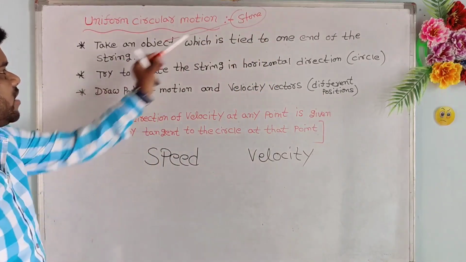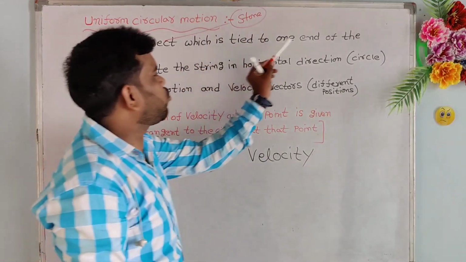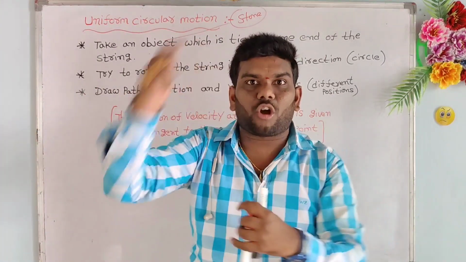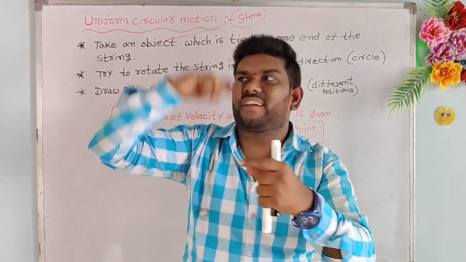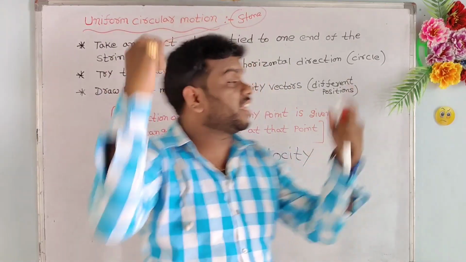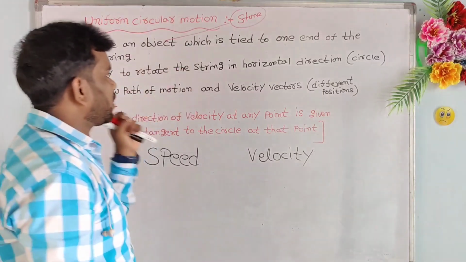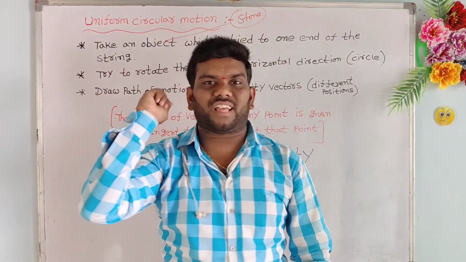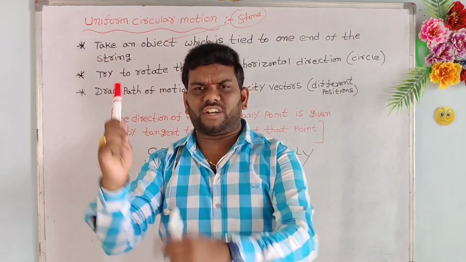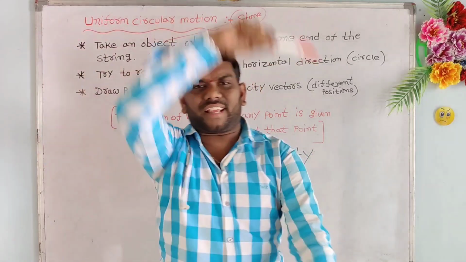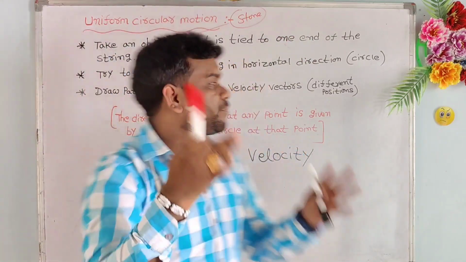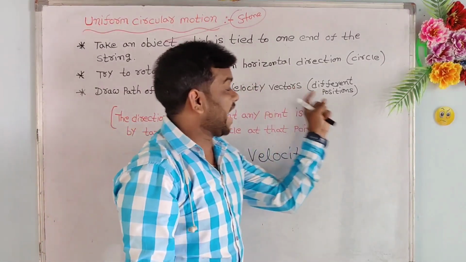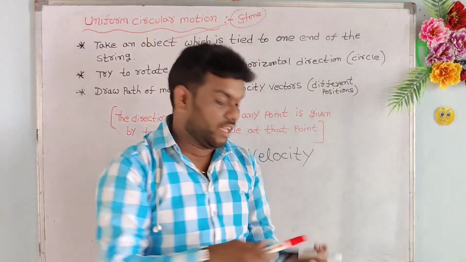So take an object, that means a stone, which is tied to one end of a string. Do you know a string? Yes. Tie it to one end of the string. Having tied it, what should we do? Try to rotate the string in a horizontal direction to make a circle. Horizontal is like this. We take a thread and rotate it in circular motion like this. Then what do we do? Draw the path of the motion and velocity vectors at different positions.